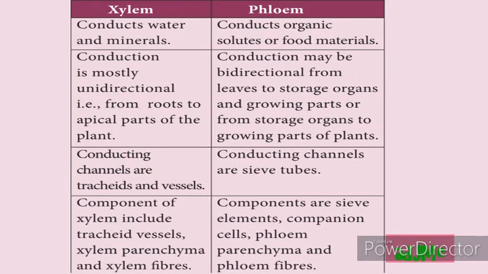And there are four types of xylem. Just as we have four types of phloem, we have four types of xylem: xylem tracheids, xylem vessel, xylem fiber, and xylem parenchyma. Similarly, we have four types of phloem: sieve elements, companion cells, phloem fiber, and phloem parenchyma. So in both types of tissues, as I said before, we have fiber and parenchyma: xylem fiber, phloem fiber, xylem parenchyma, phloem parenchyma.